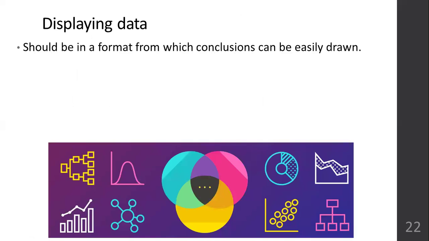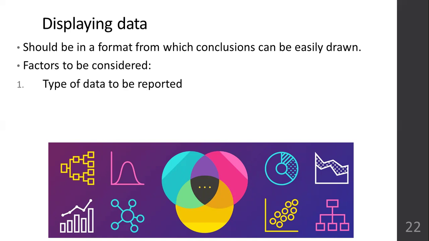So displaying data, there are certain rules to it. It should be in a format from which conclusions can be easily drawn. Display of the data should be in such a way from which you can easily draw your conclusions. Factors to be considered: type of data that you're reporting, because based on the type of data you will have to choose your display chart. Is it qualitative data, quantitative data, number based data, or an explanation based data? What type of information you want to report? That is one thing.